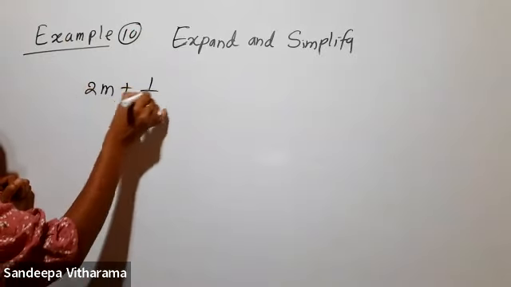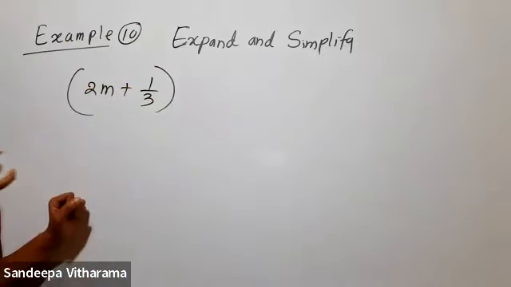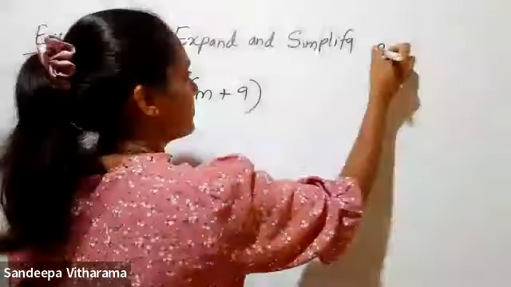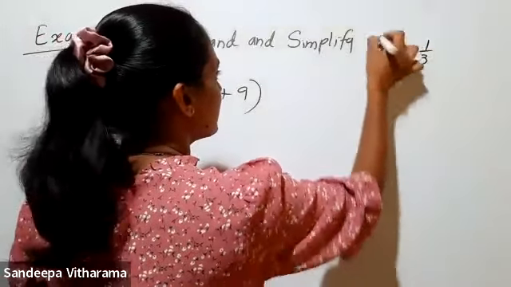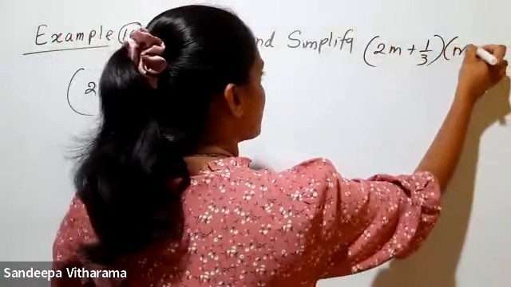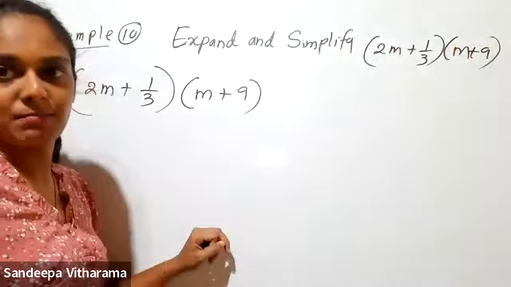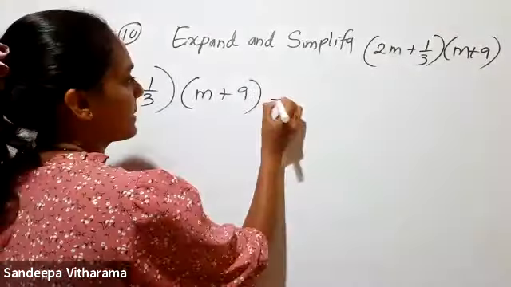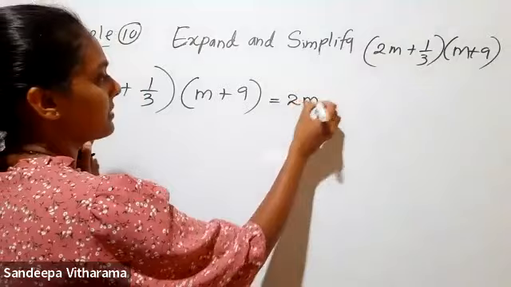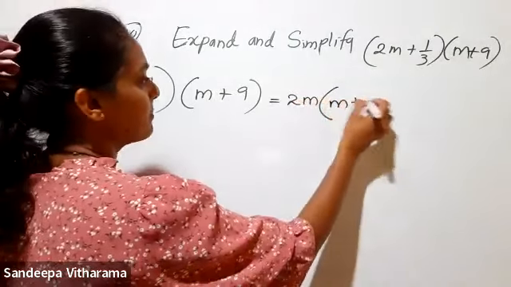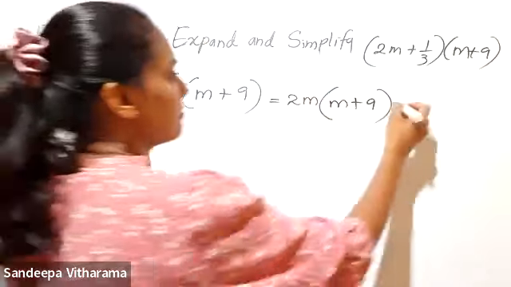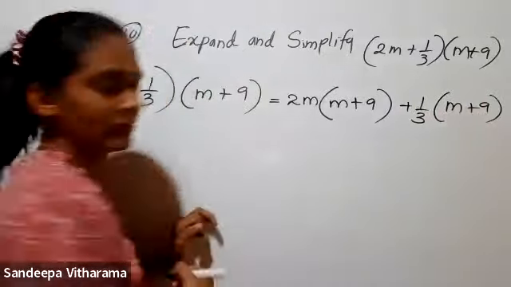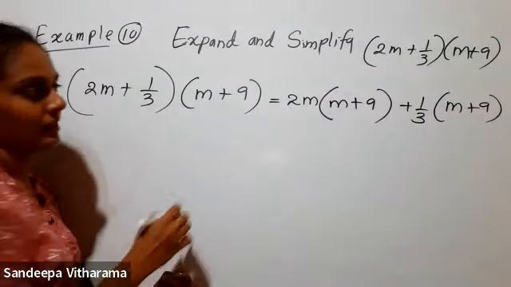(2m + 1/3)(m + 9). That means 2m plus 1/3 into m plus 9. And how to simplify something like this: expansion. How do we do the expansion? As in the previous case, 2m into m plus 9, then here plus 1/3 into m plus 9. Okay.